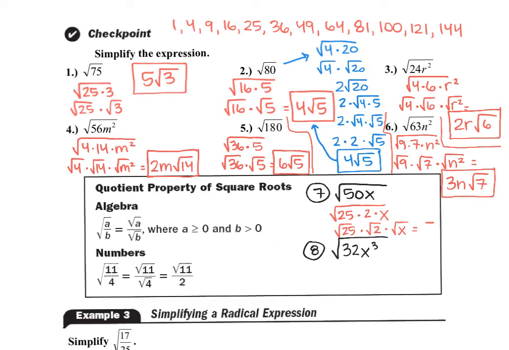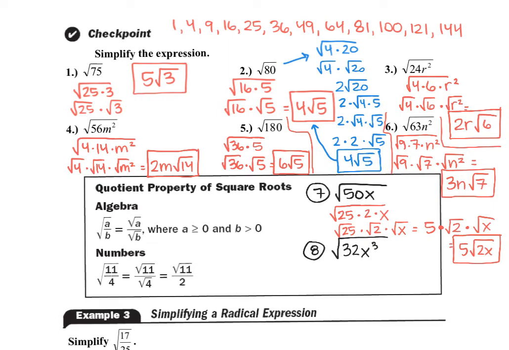Well, the square root of 25 is 5. The square root of 2 we don't know. And the square root of x, we can't bring that x out because it's not x squared. So it has to stay under the radical sign because it's not a perfect square. And so the answer to this one would be 5 times the square root of 2x. That x stays underneath the radical sign because since it's not squared, we can't take the square root of it.